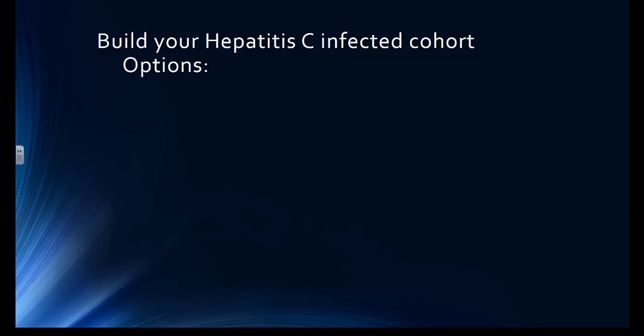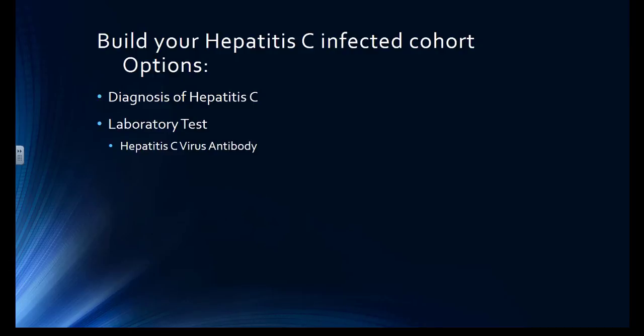Now, when you're building your hepatitis C infected cohort, our options are, of course, again, the diagnosis of hepatitis C, and as I said, we're not going to do that, or the laboratory test, in which there are really two laboratory tests in the data warehouse. There's something called hepatitis C virus antibody, and there's something called HCV antibody EIA. And you have to look under both of these notions in order to get hepatitis C antibody positive or reactive.